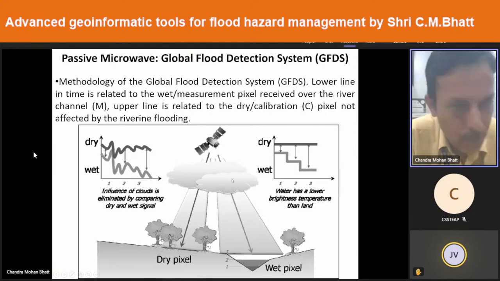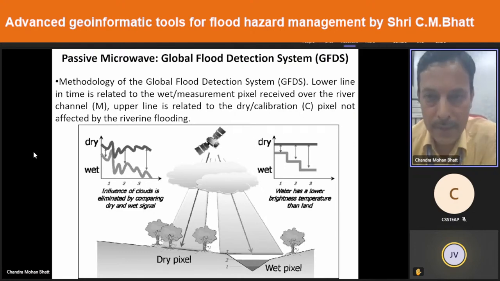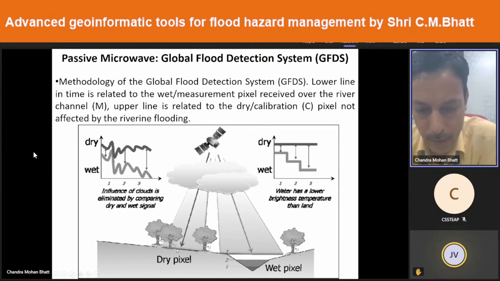So till now, what we studied was the active microwave remote sensing, but we also have passive microwave flood techniques and global flood detection system. GFDS is one such system which uses passive microwave. But these are at coarser level, so they detect the changes in the temperature. Because once the area is dry, you have a different temperature, and once there are floods, the wet pixel will have a different brightness temperature.